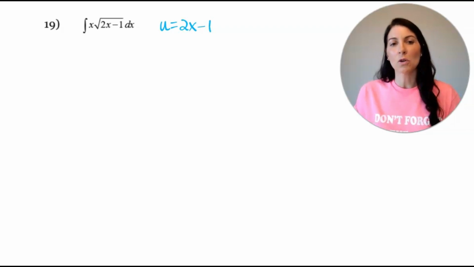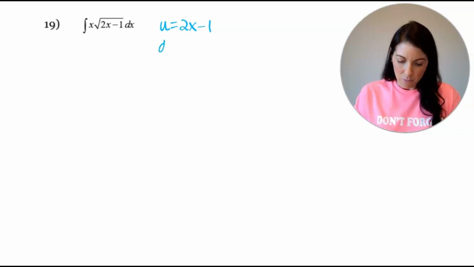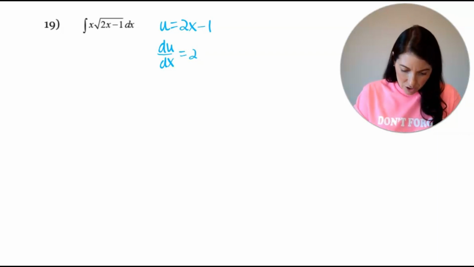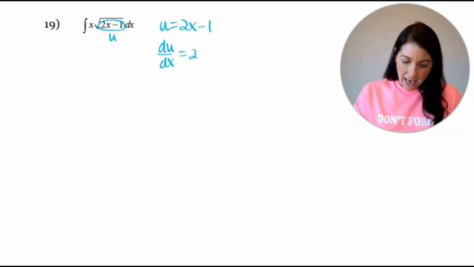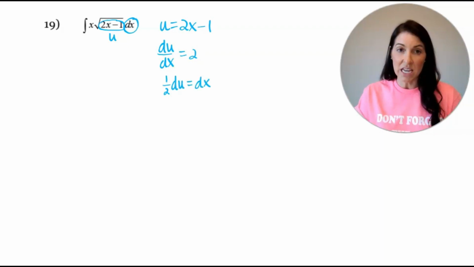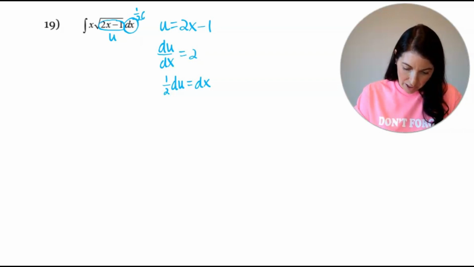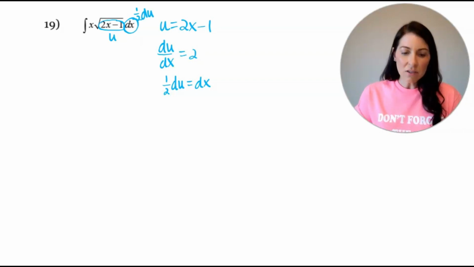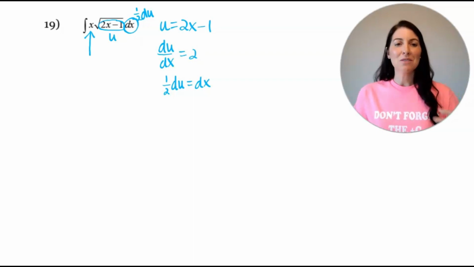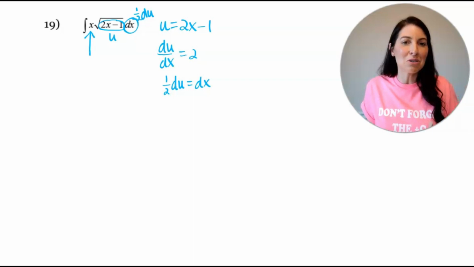I'm going to set u equal to 2x minus 1, and then when I take the derivative of u with respect to x, I would have 2. Now, here's the issue that we run into. This expression, 2x minus 1, is u, and then this dx, I can solve for dx by dividing by 2 and multiplying over dx. So I would replace this with 1/2 du. But here's our issue. This darn x, I have to replace with something. It didn't show up when I took the derivative.